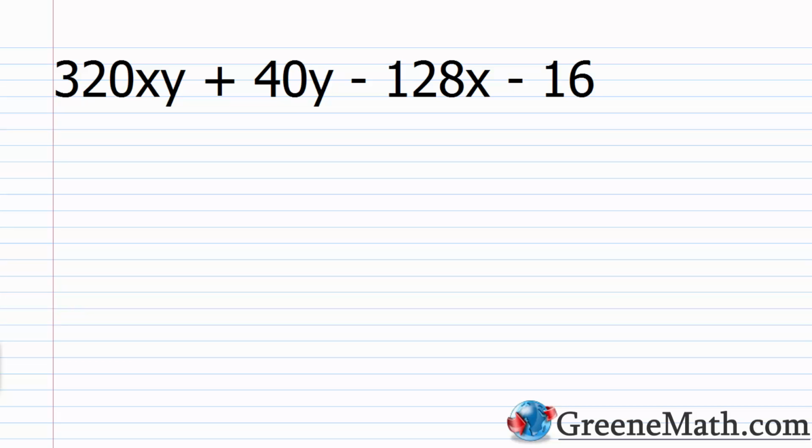All right, now sometimes you're going to have a common factor for all terms present before we begin the process. It's best to pull this out before you start because if you don't, you're going to end up with additional factoring in the end. So if I look at these terms here, everything is divisible by 8. 320 divided by 8 is 40. 40 divided by 8 is 5. 128 divided by 8 is 16. And 16 divided by 8 is 2.